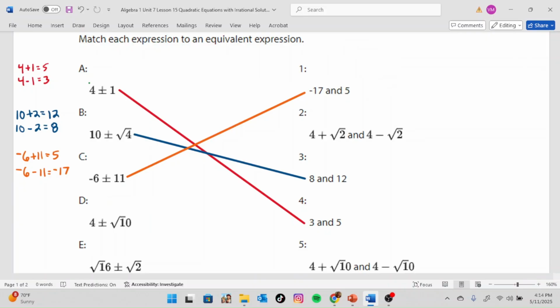Now D is one of these options where they give you a square root that is not a perfect square. Since this is not a perfect square, we're going to leave it written in the radical sign so that it's as accurate as we can possibly give. So this is going to represent 4 plus square root of 10, or it's going to represent 4 minus the square root of 10. And if you look at your choices on the right, you can see that D matches number 5.